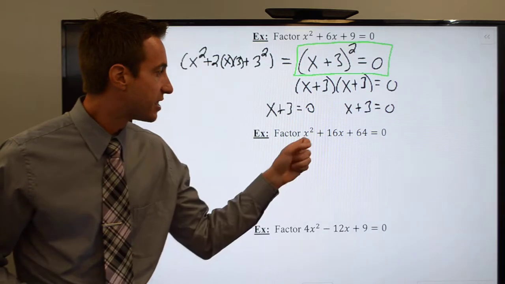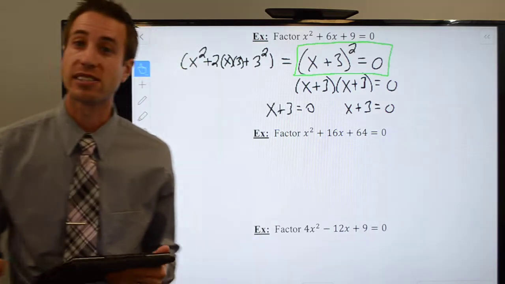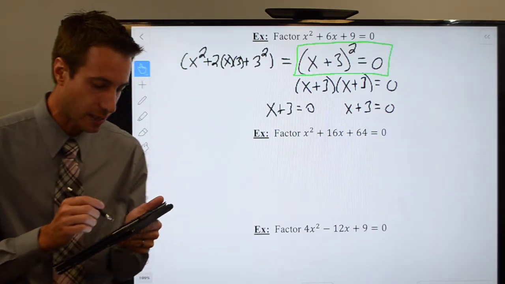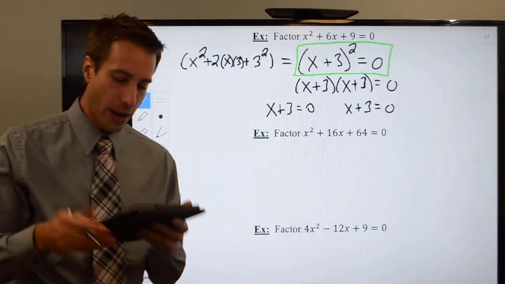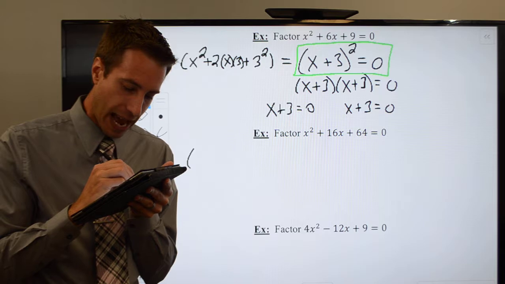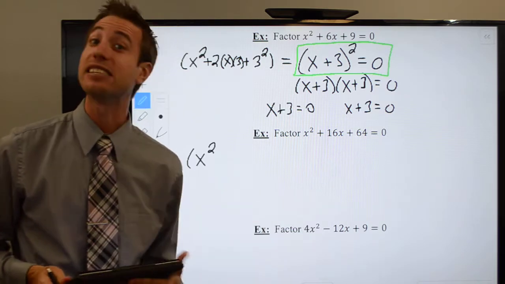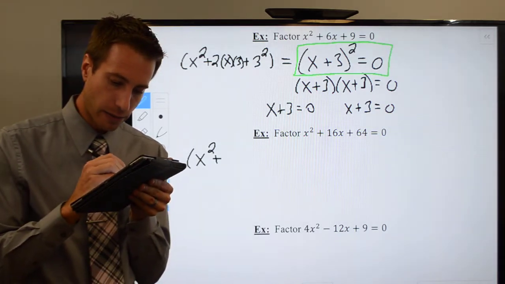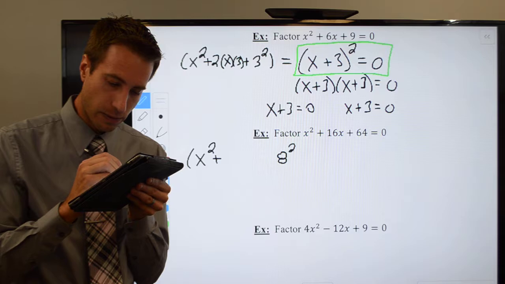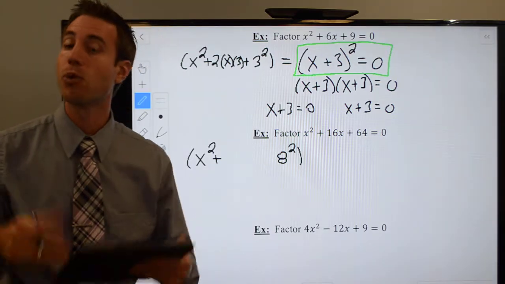Here's what I've got: x squared plus 16x plus 64. I need to check to make sure that it fits one of my formulas. Well, I know I get an x squared by doing an x squared. I know that I get a 64 by doing an 8 squared. Now all I've got to do is check to make sure that the middle works out.